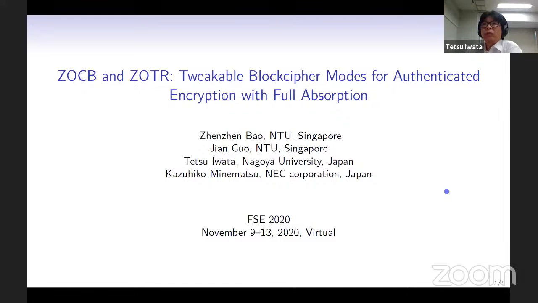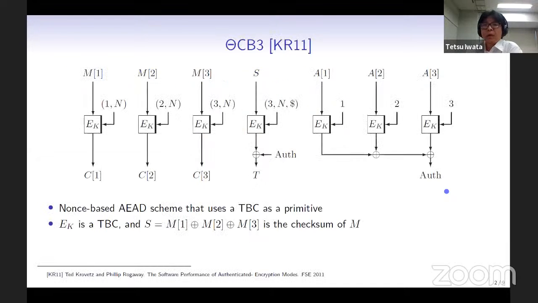So I'm going to talk about ZOCB and ZOTR. This talk is about the nonce-based authenticated encryption with associated data scheme that uses a tweakable block cipher as a primitive. OCB3 is probably the most well-known scheme in this category, and it has a path to process a plaintext to encrypt it into a ciphertext, and there is a separate path to process associated data, where this authentication data is XORed in here to produce the final tag.